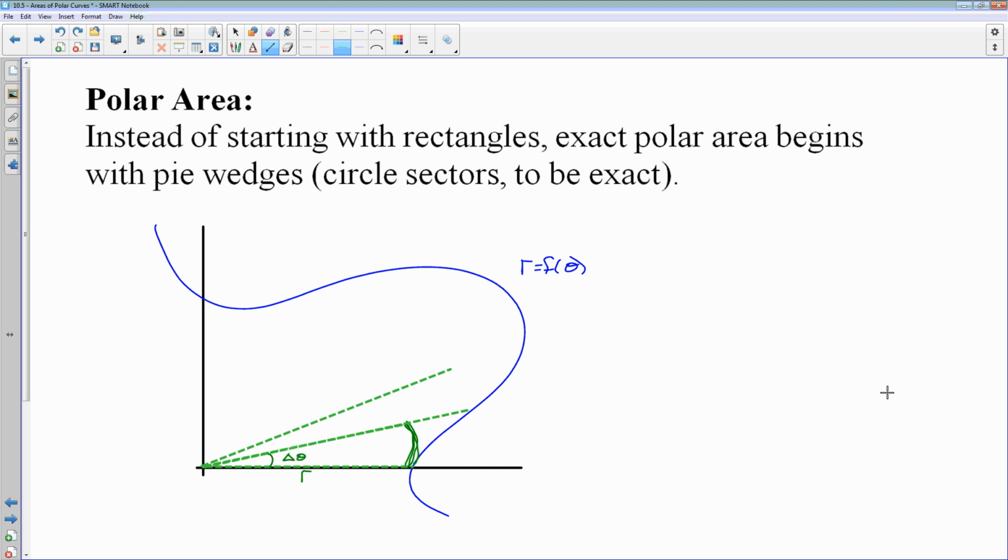So now I have this little sector, and then I'll do it again, and we keep doing this until we fill up the entire region as best we can. This is the equivalent of Riemann sums with a polar curve. Everything is measured back to the origin. Just like with Riemann sums we had a change in x, we have a change in theta now. Based on that change in theta, we would add up all of those sector areas, and that would be approximately the area inside the curve.